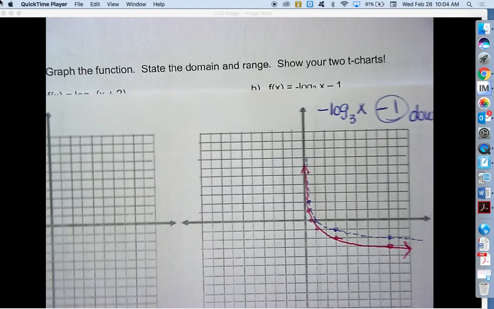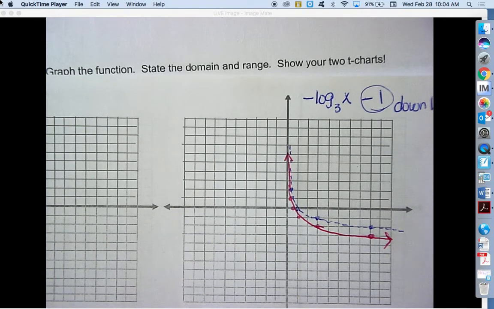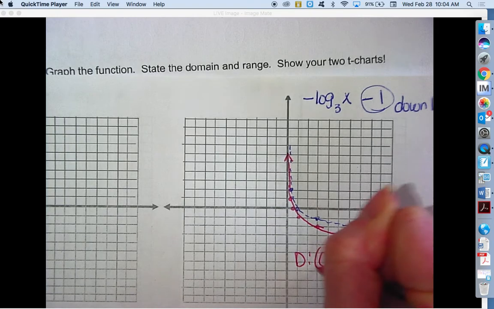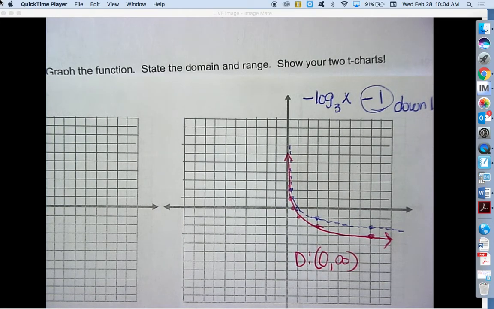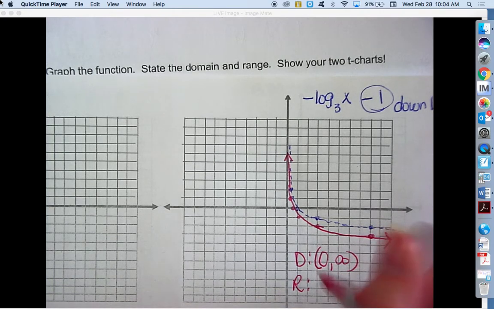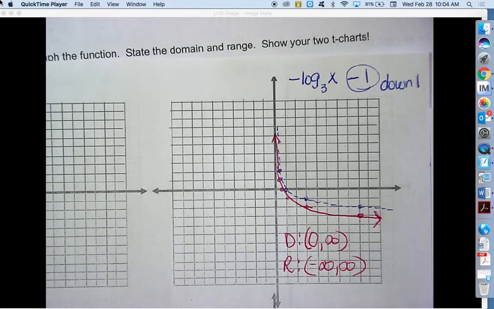Does anybody know what the domain would be? Paige? 0, infinity. Yeah, so the domain is still 0 to infinity because it's not moving left or right. It just moved down. And then Paige, the range is negative infinity to positive infinity. Every range will be the same for the log. It'll always be negative infinity to positive infinity. Good question, Lisa.